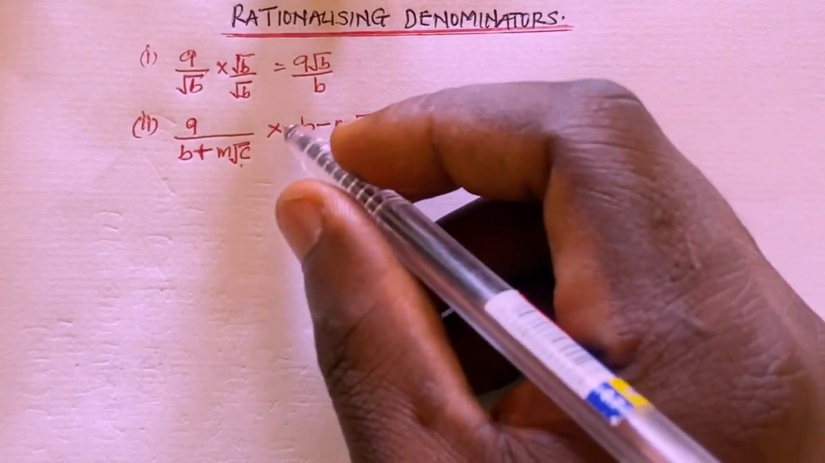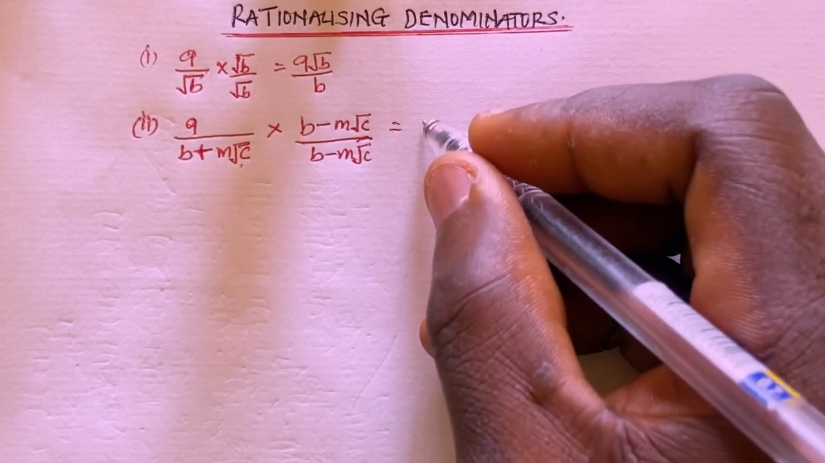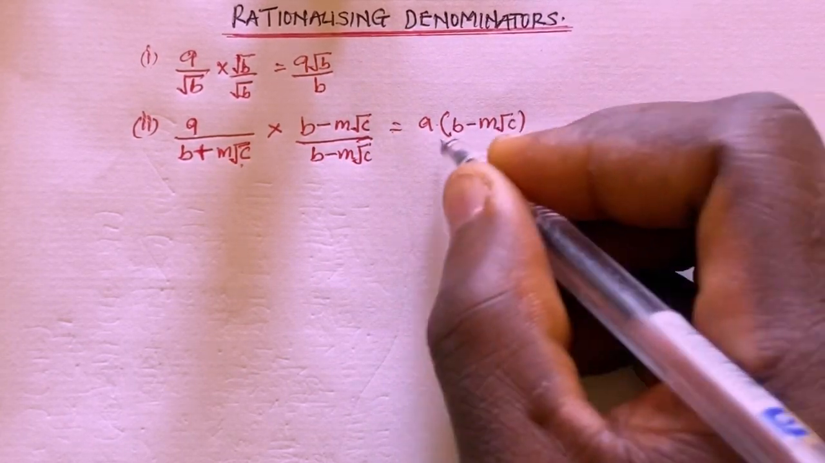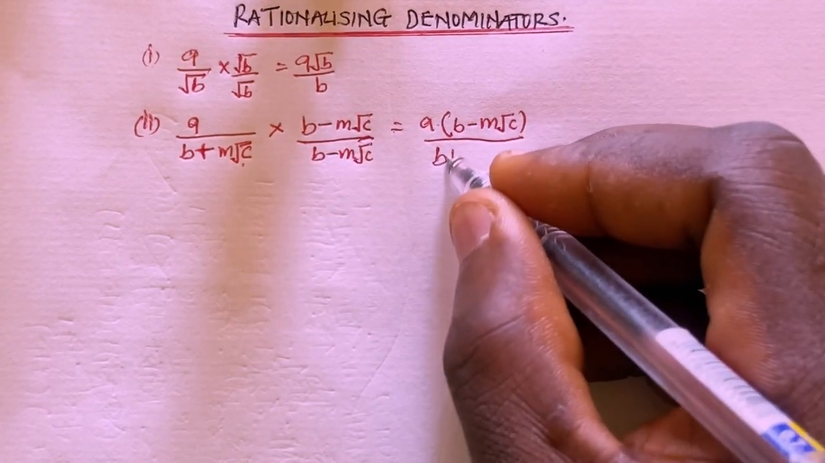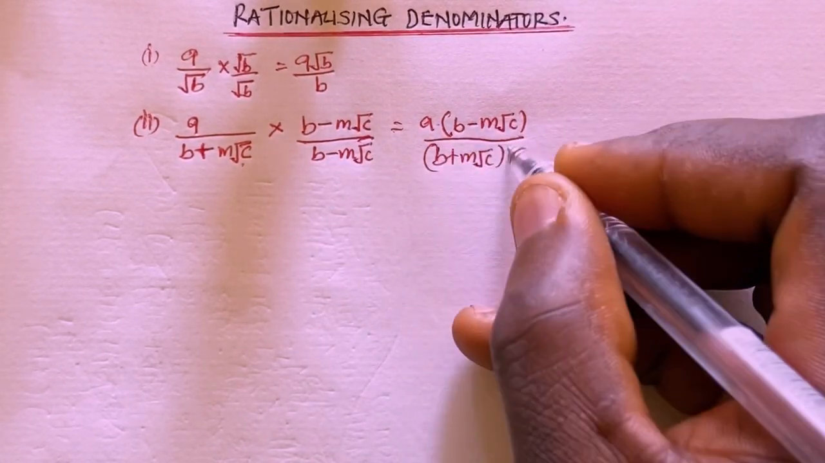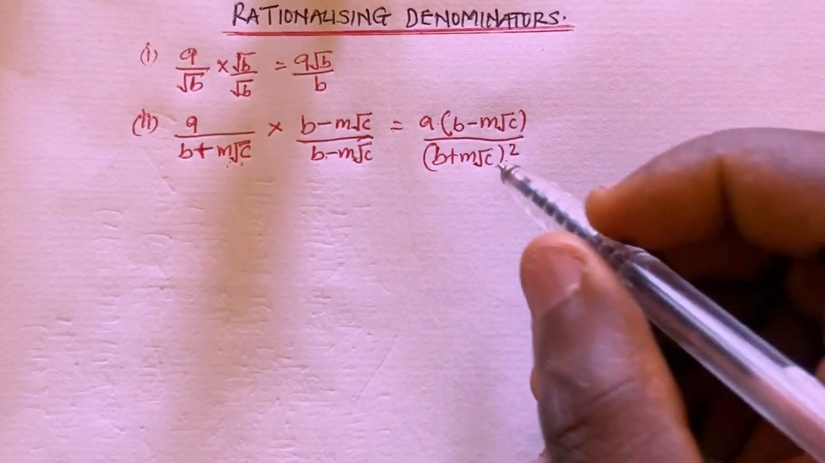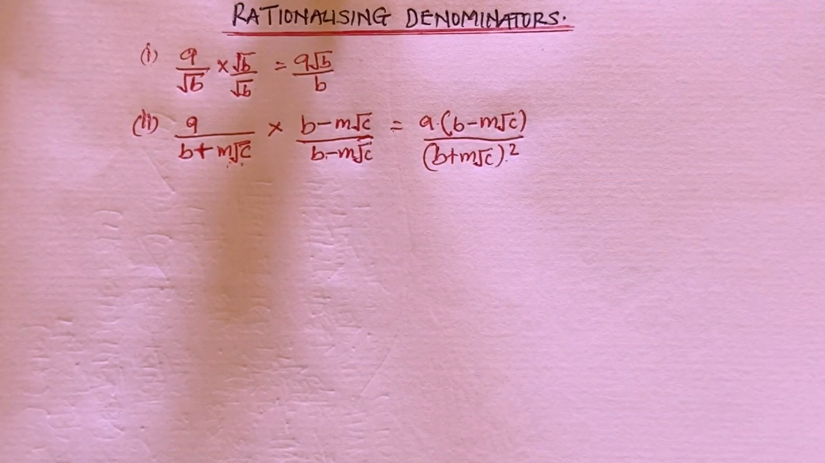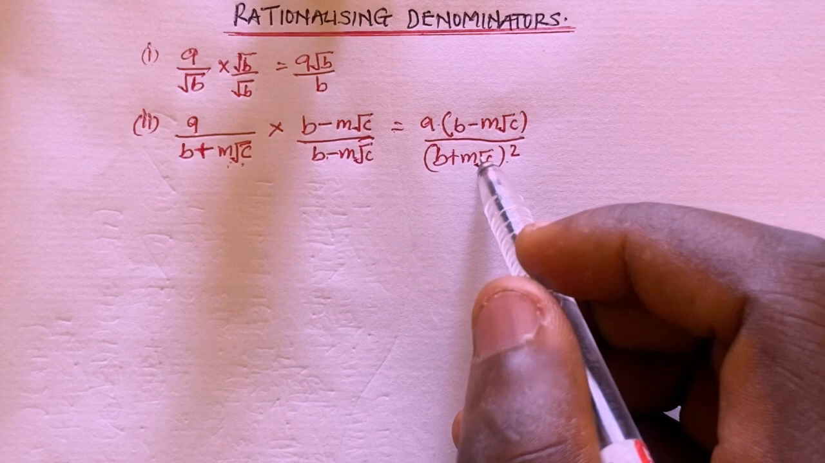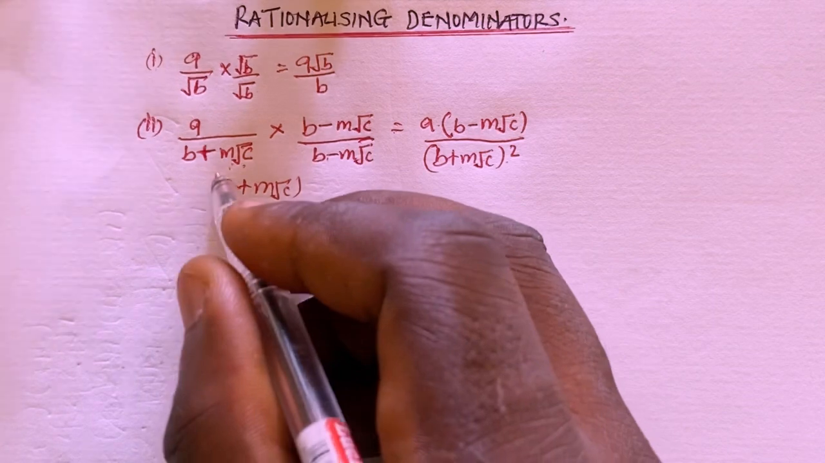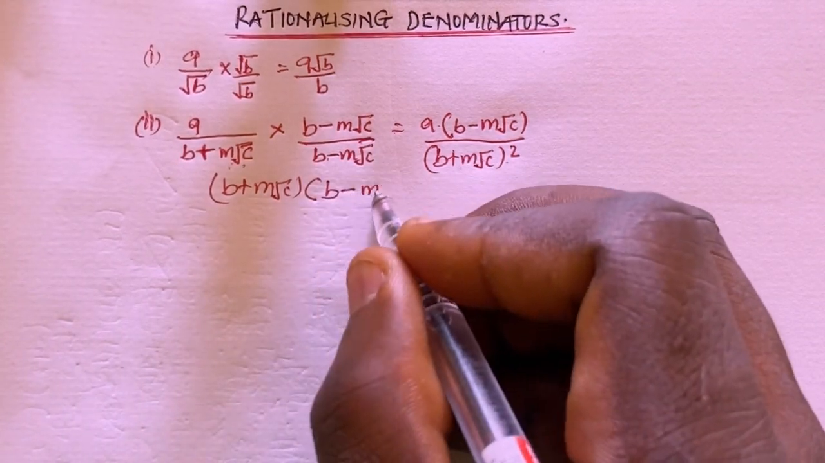So by the time you multiply them together, you're going to have a into brackets b minus m root c, divided by b plus m root c all times b minus m root c. Don't forget that these two expressions are conjugates of each other. The next thing is that you can simplify by expanding the brackets of the denominator: b plus m root c into brackets b minus m root c.